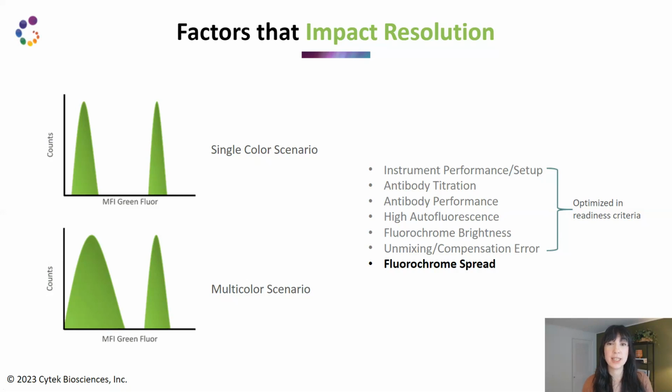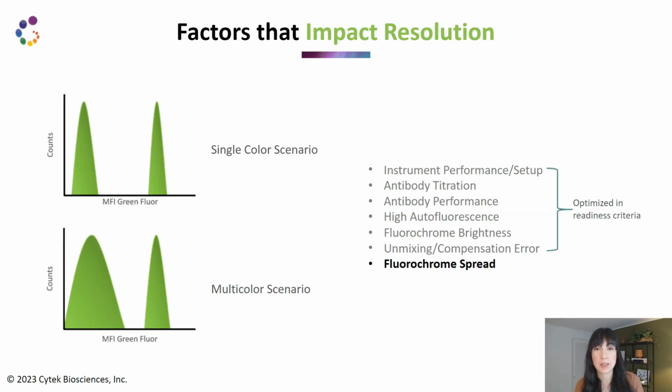So it's important to understand that there's actually quite a few factors that impact the overall resolution of your markers. There's a list on the right there. You can see instrument performance and setup, your antibody titration, antibody performance, whether or not you have high autofluorescent cells, if you have appropriately selected a fluorochrome that is bright enough for your marker, and if there's any unmixing or compensation errors. Now you noticed all of these things, this is why we have the readiness criteria.